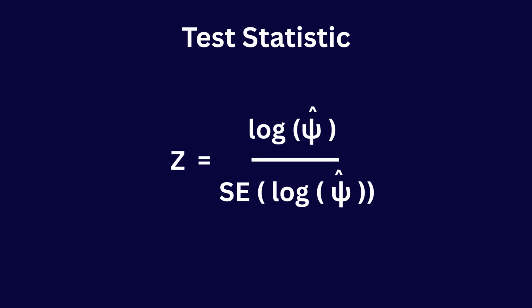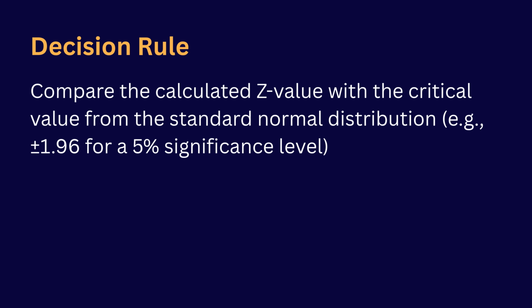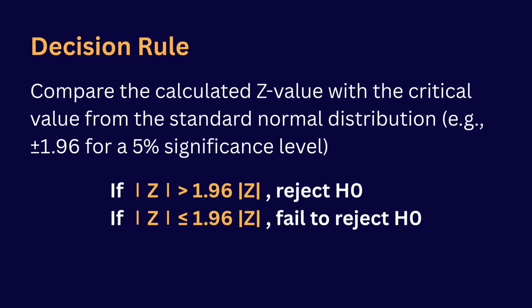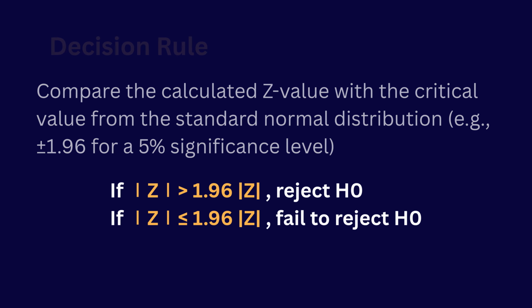After calculating Z, we have to get a critical Z value and compare both of them. Compare the calculated Z value with the critical value from the standard normal distribution. If the calculated Z value is greater than the critical Z value of 1.96, reject H0. If the calculated Z value is less than or equal to 1.96, we fail to reject H0. This helps determine whether the observed odds ratio is statistically significant.